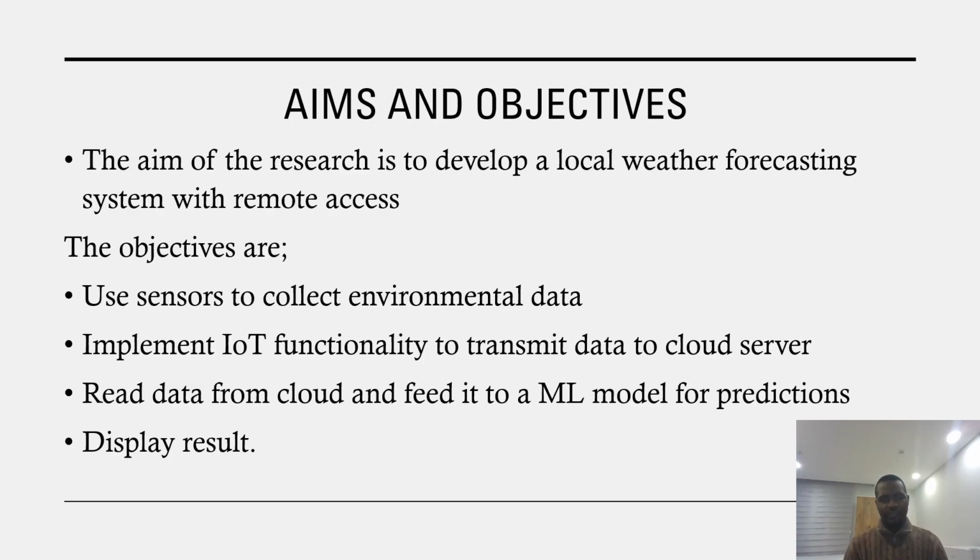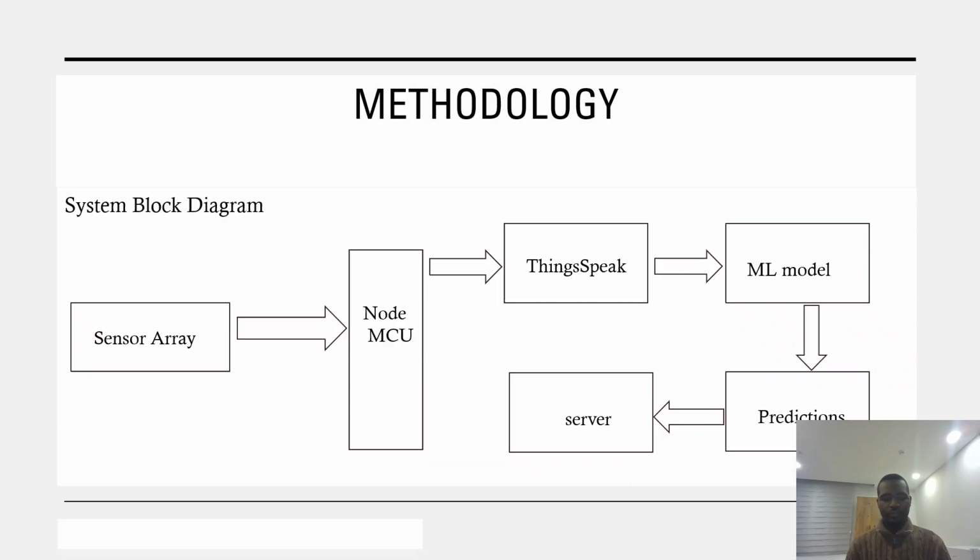The aim of the research is to develop a local weather forecasting system with remote access. So it's going to focus on a particular local area, but accessing the forecast, of course, can be remote. That is, anywhere in the world, you should be able to access the results of the forecast. The objectives they follow to achieve this aim are to use sensors to collect environmental data, implement the IoT functionality to transmit the data to a cloud server, read data from the cloud and feed it into a machine learning model for predictions, then display the result anywhere they wish to check it.